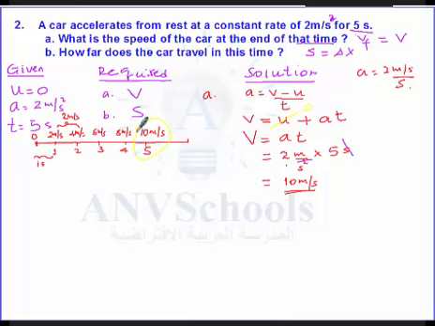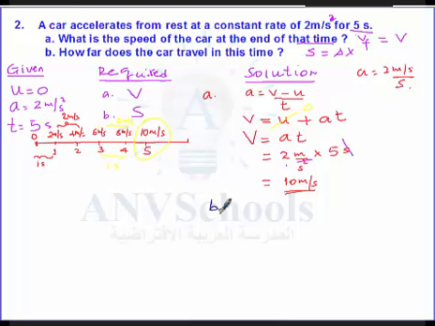So whenever the time changes by 1 second, the speed is changing by 2 meters per second. That is the meaning of acceleration, the rate at which the speed is changing. So the speed is changing by 2 meters per second every second, and the speed of the object 5 seconds after will be 10 meters per second. Let's move on to B.